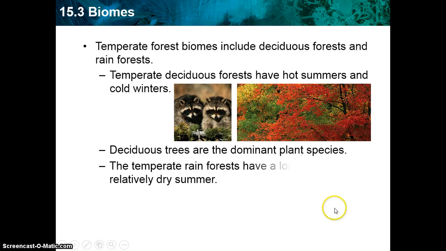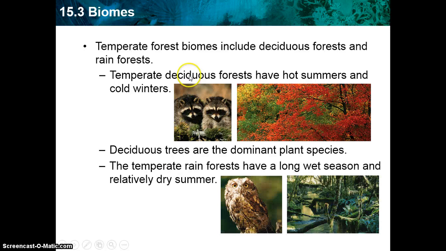Temperate biomes include deciduous forest and rainforest. Temperate deciduous forests have hot summers, cold winters. We have the raccoons. We have the changing of the leaves. The dominant plant species being the deciduous trees. The temperate rainforests have long wet seasons and relatively dry summer and lots of vegetation.